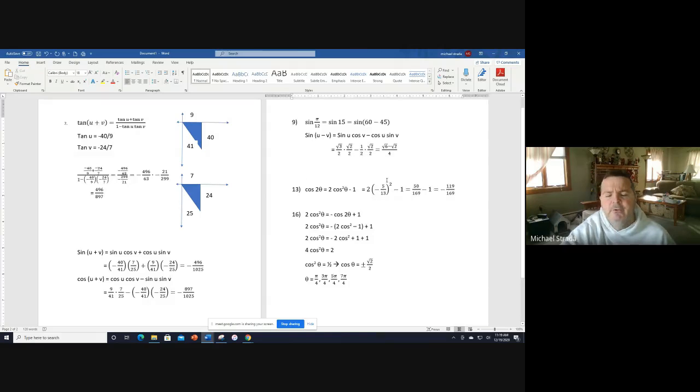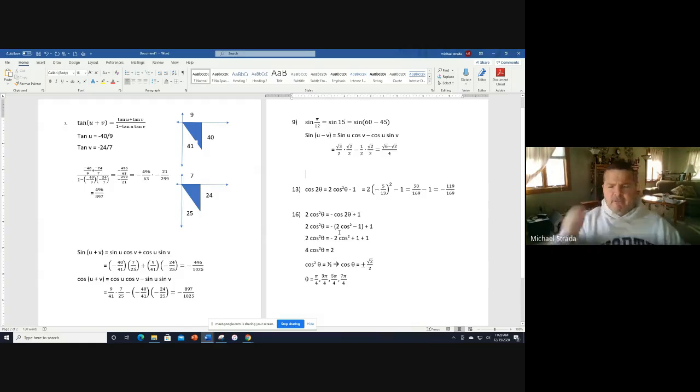Number 13, I do not need to do a diagram because they're giving me the cosine. So when they ask for cosine 2 theta, I'm just going to use the formula 2 cosine squared minus 1. That way I don't have to do a diagram. And all I'm going to do is plug in what they give me. They give me the cosine is negative 5 over 13. So I plug that in and square it into this formula, 2 cosine squared minus 1. 5 squared is 25. 25 times 2 is 50. 13 squared is 169. So I end up with 50 over 169 minus 1. And when I do that math, 50 over 169 minus 1 is negative 119 over 169.